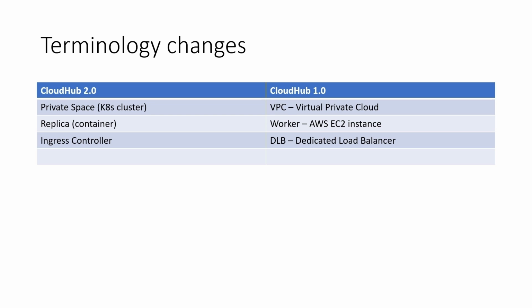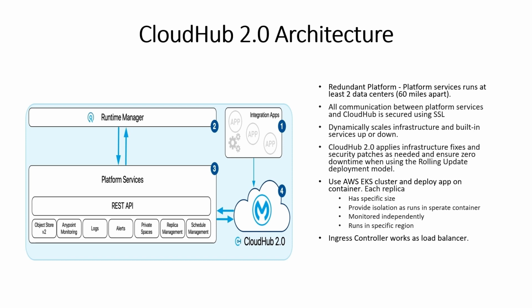CloudHub 1.0 used AWS EC2 instances, and we used to call them workers. We deploy the application inside a worker, and we need to configure one worker, two workers for high availability. In CloudHub 2.0, we call them replicas because CloudHub 2.0 uses Kubernetes, so it is using the Kubernetes terminology. So a worker is called a replica, and we configure one replica, two replicas, three replicas based on the high availability configuration.